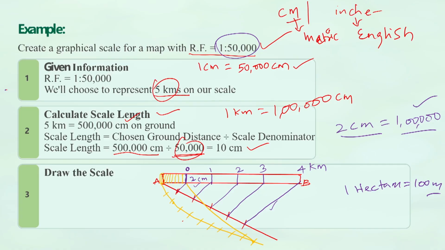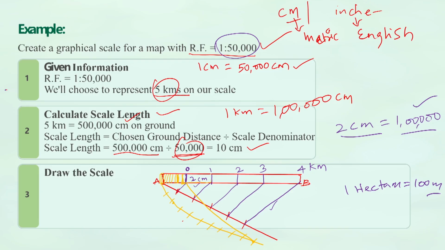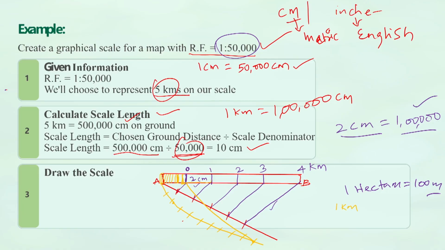Okay. Now, there are 10 secondary divisions marked in the scale. Each division will represent 1 by 10th of the value of the main division, right. The main division value here represents 1 kilometer. What is the 1 by 10th value of 1 kilometer? 100 meter. So, we can either write first division is 100 meter, next division is 200 meter, 300, 400, 500, like that we can go on, or usually we will use the term hectometer. 1 hectometer is equal to 100 meter.